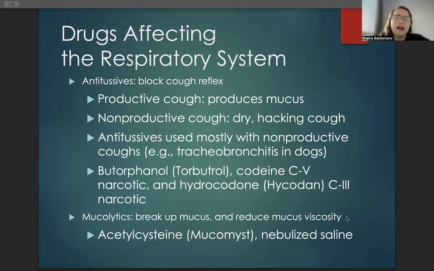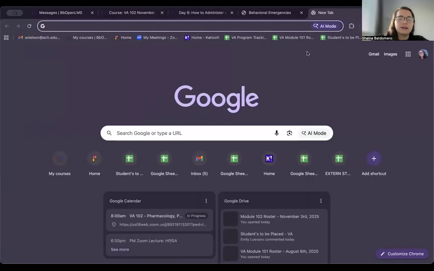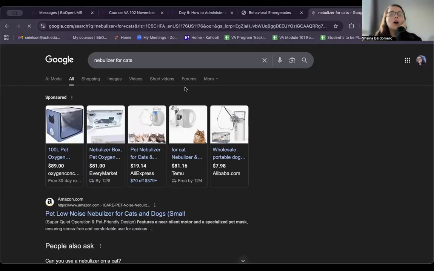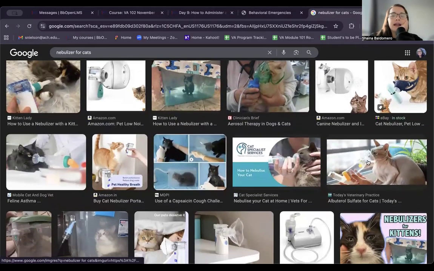A medication that we can use for that is acetylcysteine, which is also known as Mucomyst. This is a nebulized saline. And if you don't know what nebulizing is, I'm going to show you that here really quick. So nebulizing, we do it in dogs and cats, but we also do it in large animals as well. And yes, I am talking about an inhaler.